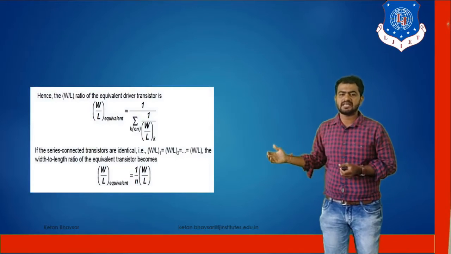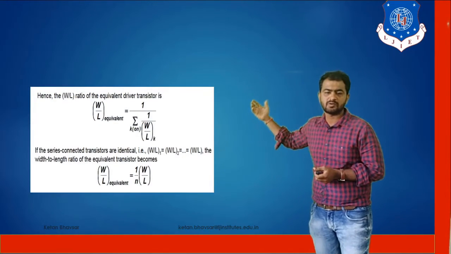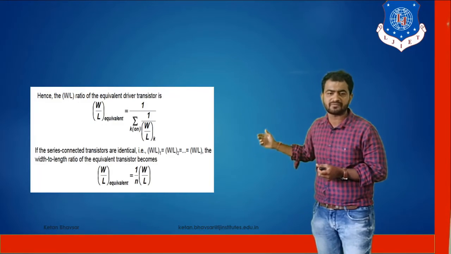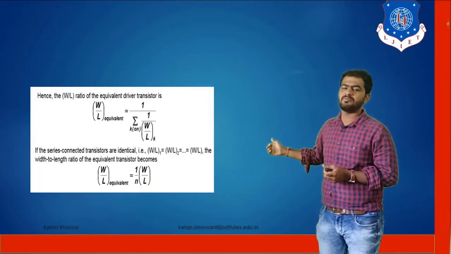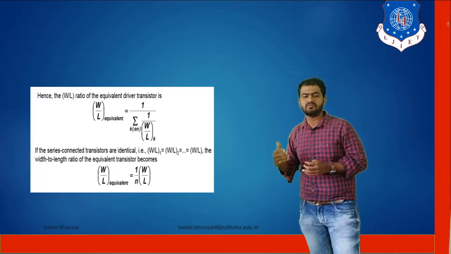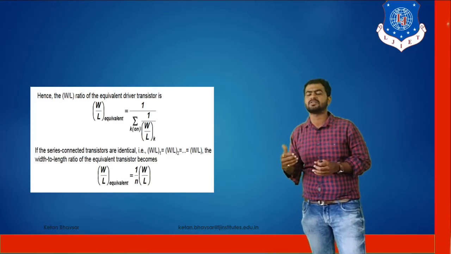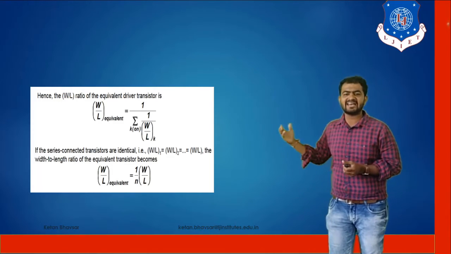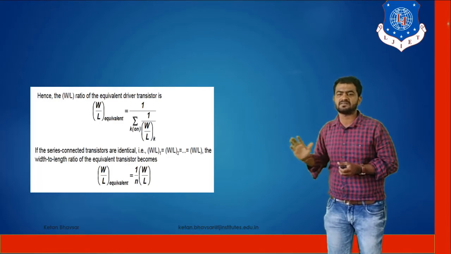As you can see, the W by L ratio of the equivalent driver transistor, W by L equivalent, is equal to 1 divided by the summation of K from 1 to n of 1 divided by W by L K. This series of transistors behaves in an equivalent manner. So W by L equivalent is equal to 1 divided by n W by L configuration, and we can directly get the idea with the help of this configuration too.